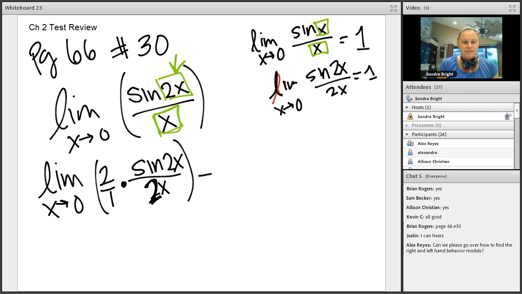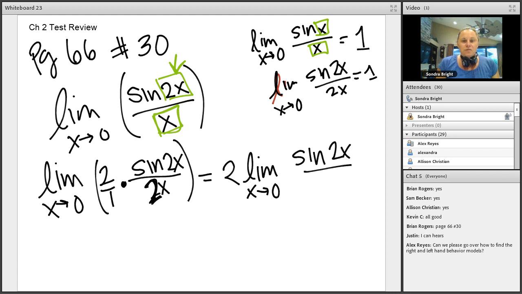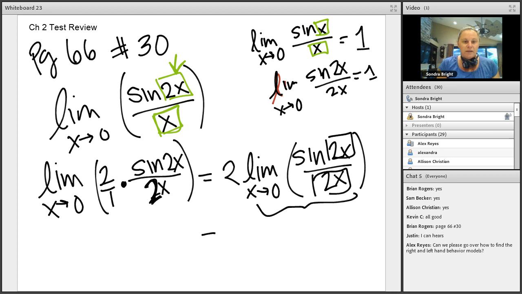And so then that ends up just equaling 2 times, I'm showing more work than you would need to, but this is what's equivalent, 2 times the limit of sine of 2x over 2x. Right? And since these now match exactly, this limit is equal to 1, and so it's 2 times 1, which ends up equaling 2.